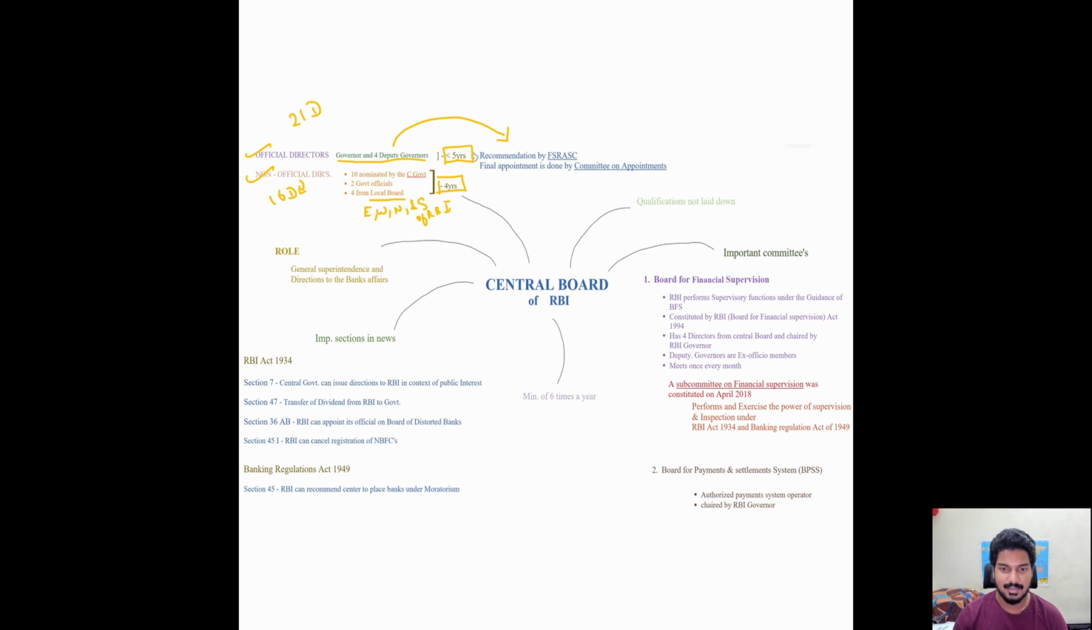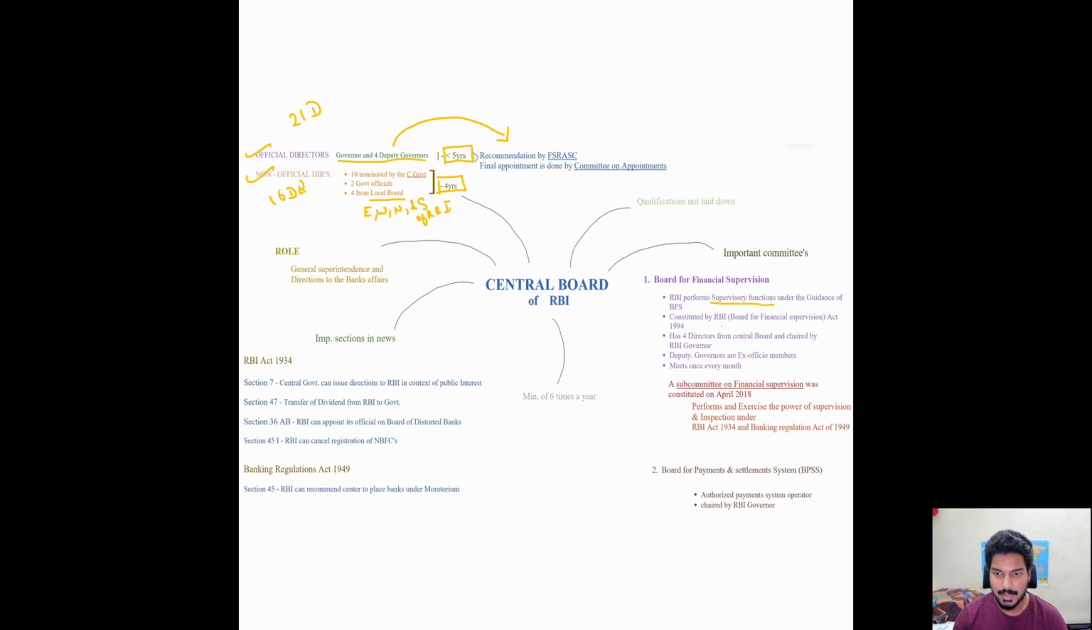Then let us look into the important committees under the central board of RBI, because various important functions are done through these committees. The first important committee is the Board for Financial Supervision. The Board for Financial Supervision also has a subcommittee. First, let us look into the committee, then we will look into the subcommittee. The RBI performs supervisory functions under the guidance of the BFS. So the role given to the RBI is carried out by the Board for Financial Supervision.